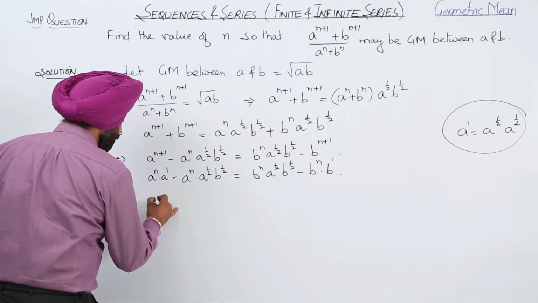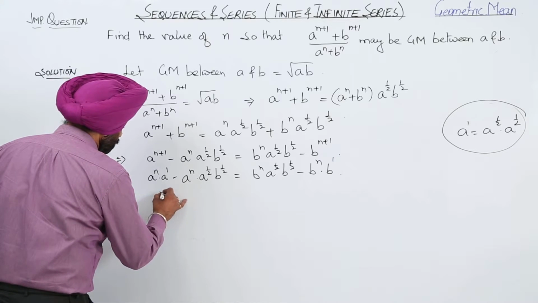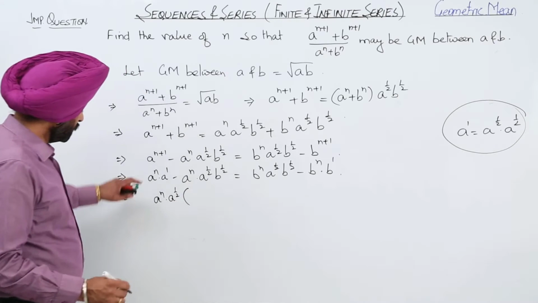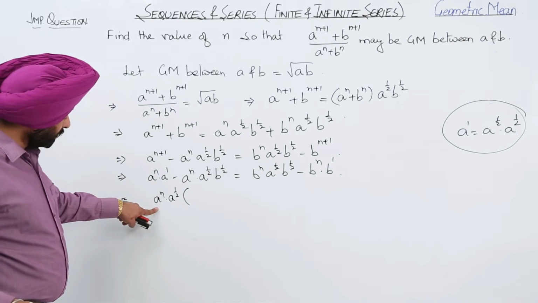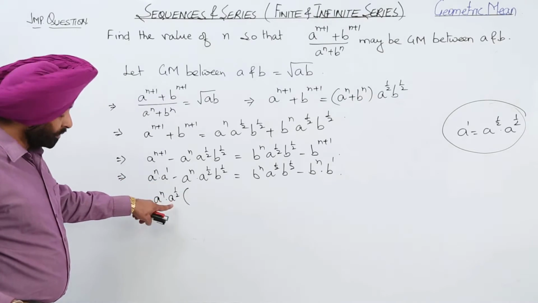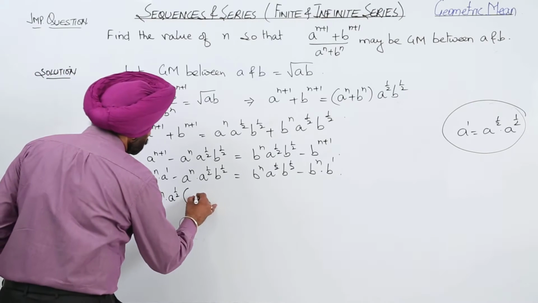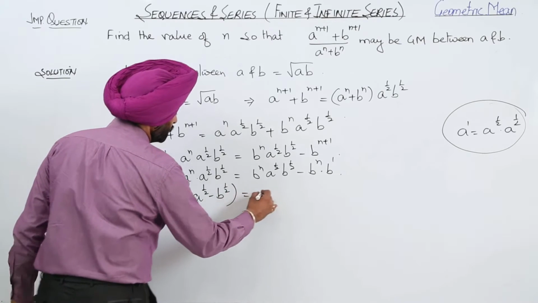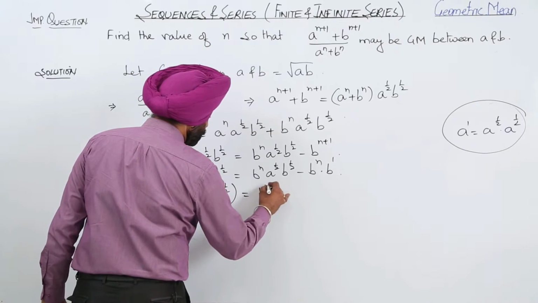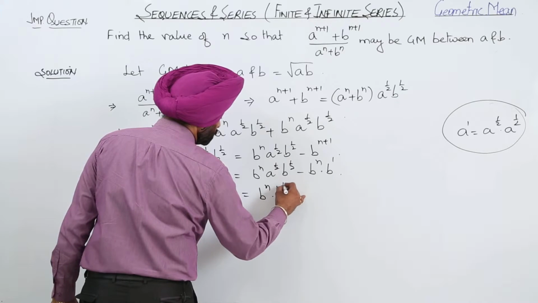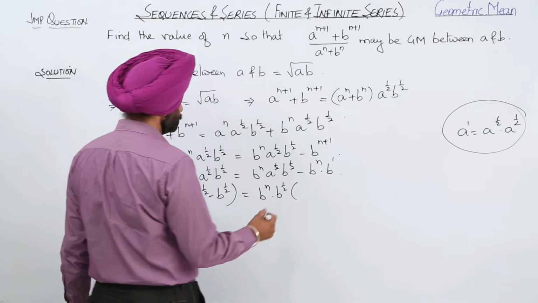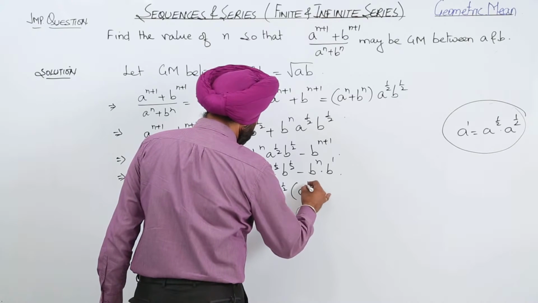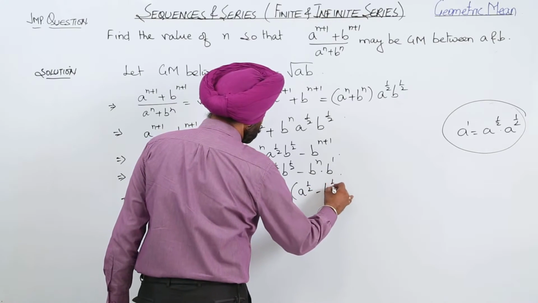Now to this what we can write? Can I write a^n · a^(1/2) common from this part? Now a^n common, from a^1 I have taken a^(1/2) as common. So what is left? a^(1/2) minus b^(1/2). Similarly this side, b^n · b^(1/2) common, and we are left with a^(1/2) minus b^(1/2).